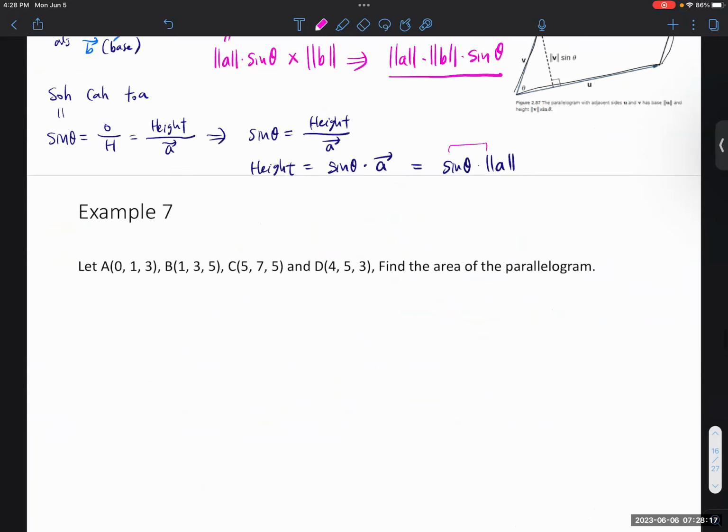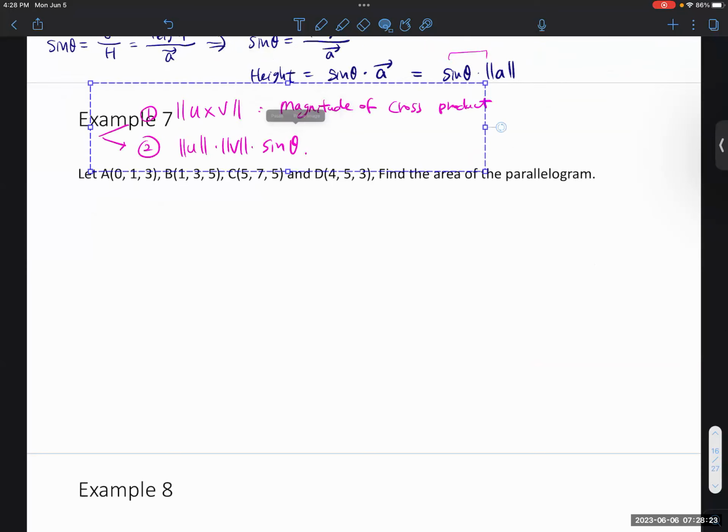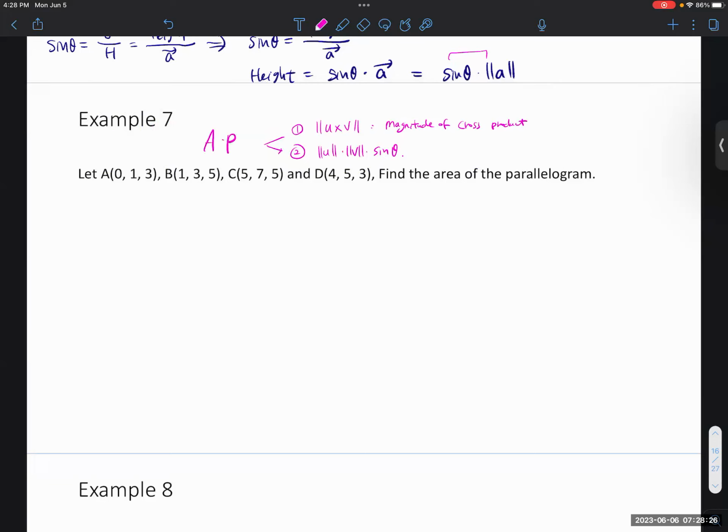So here we go. I'm going to copy this. So we are trying to find out the area of the parallelogram. All right, so let's do an example. We have parallelogram ABCD. A is here, I don't know, A is here, 0, 1, 3. And B, let's say here, 1, 3, 5, and C should be here, 5, 7, 5. If you want to change the order, that's fine, but I'm just using this order, and D is 4, 5, 3.